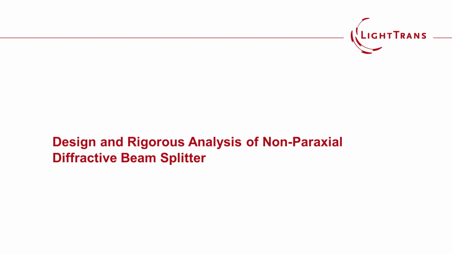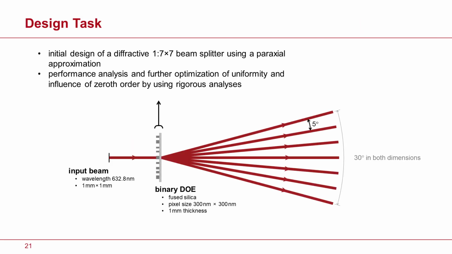So up next, the design and rigorous analysis of a non-paraxial diffractive beam splitter. And the task is going to look something like this. We start from a Gaussian-shaped input beam with wavelength 632.8 nanometers and a waist radius of 1 millimeter. Then, for this incident light, we want to design a 1 to 7 by 7 diffractive beam splitter that has a binary height profile made out of fused silica, and on the pixel size of which we already have a certain restriction that's going to be 300 nanometers by 300 nanometers, and the overall thickness of this diffractive optical element is going to be 1 millimeter.